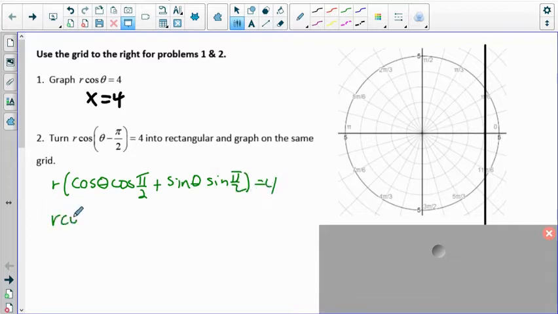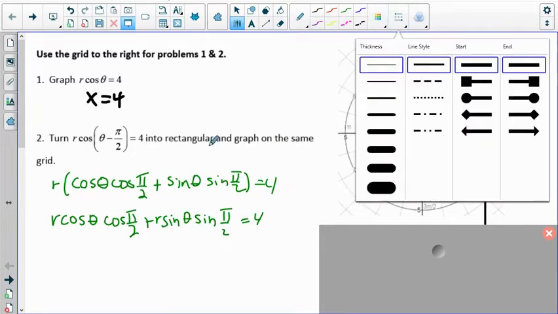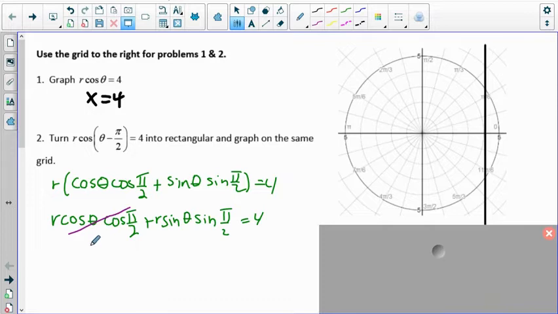I'm going to distribute the r. And I'm going to change two things here at the same time. The first thing I'm going to change is what cosine of pi over 2 and sine of pi over 2 are equal to. So cosine of pi over 2 we know is equal to 0, so gone. Sine of pi over 2 is equal to 1, and r sine theta, if you remember from earlier in the chapter, is equal to y. So I actually have y equals 4.